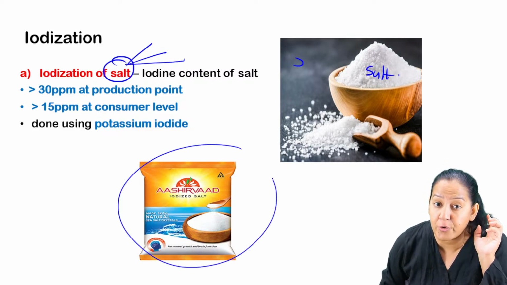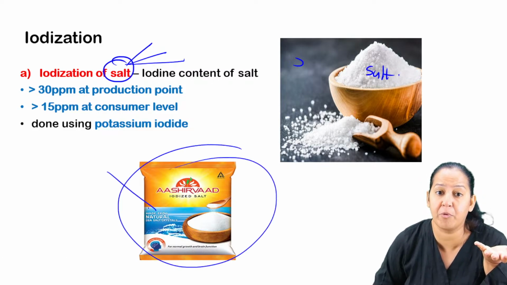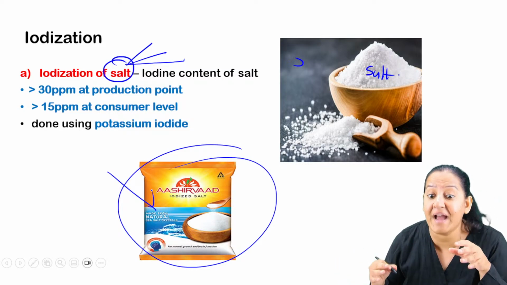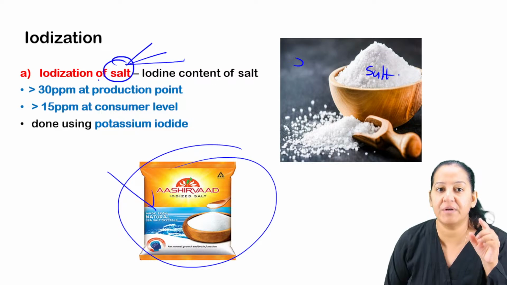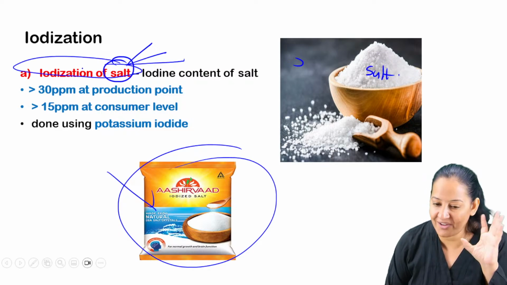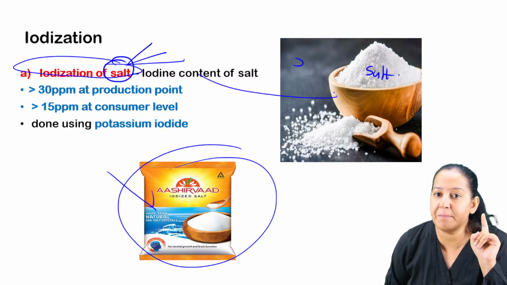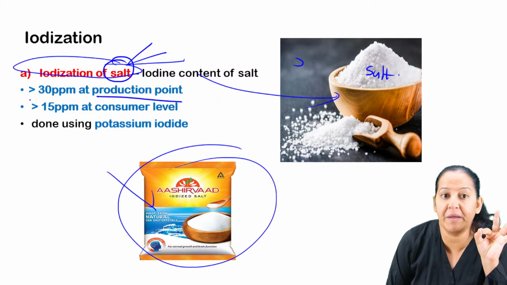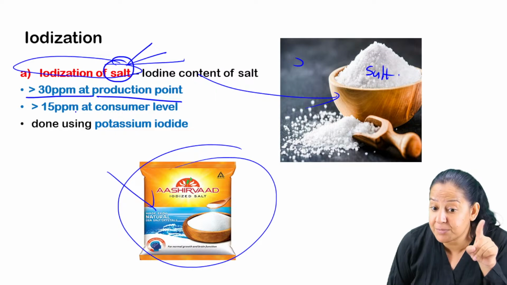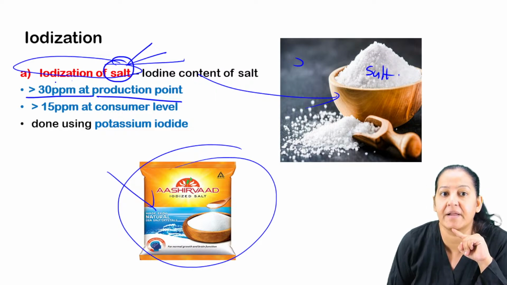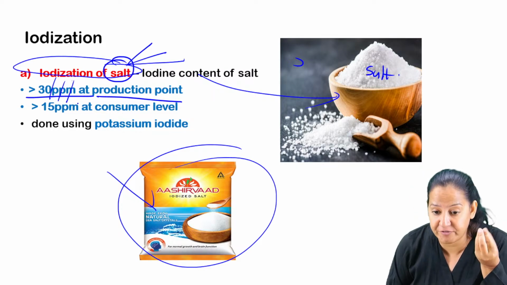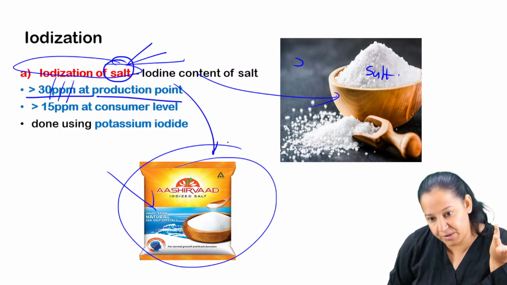So we should eat iodized salt. Any brand. I'm not promoting any particular brand, because many brands are available nowadays which are providing iodized salt. So what are the criteria? How much iodine should be mixed in the salt? At the point of production, it should be more than 30 ppm, parts per million. This is the criteria at the point of production, wherever the production of the salt is taking place.